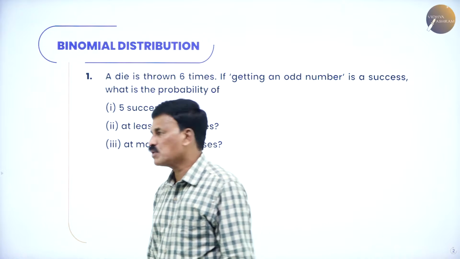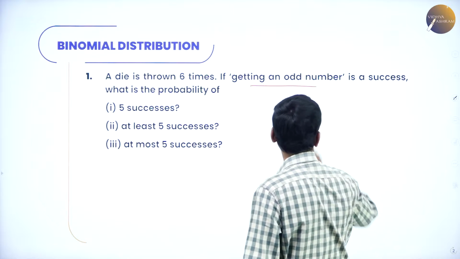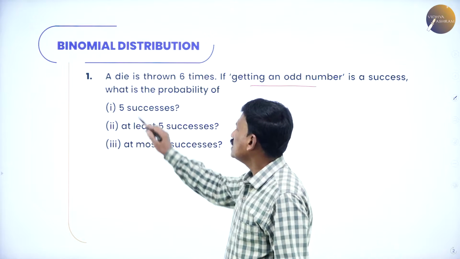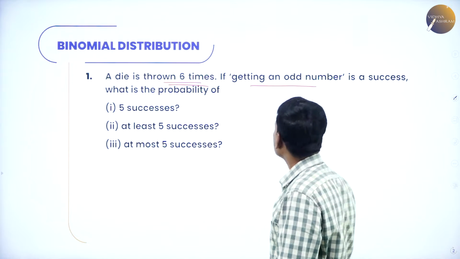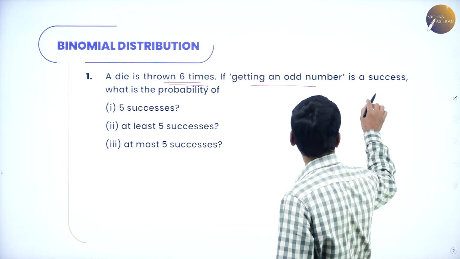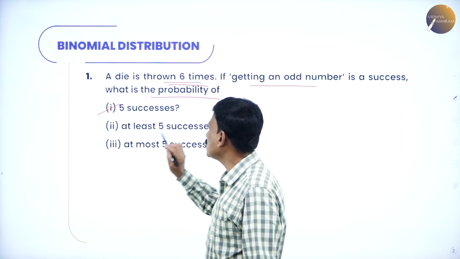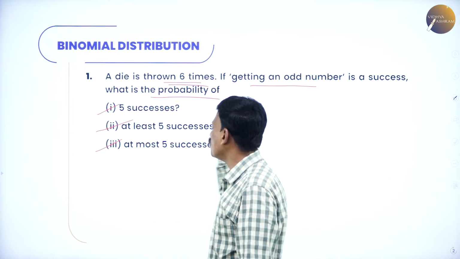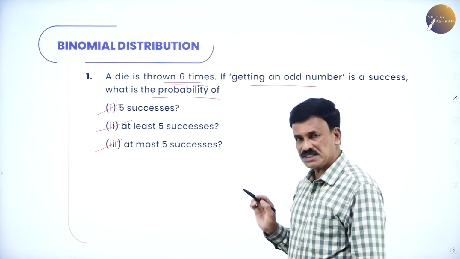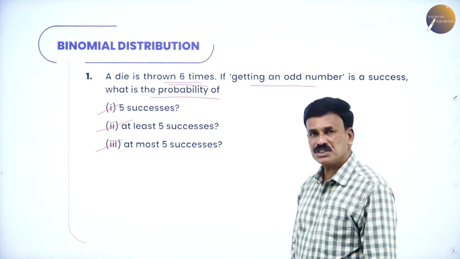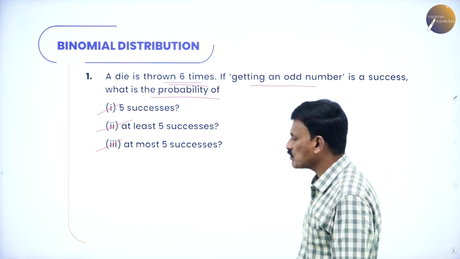Now let us come to the first problem. A die is thrown 6 times. If getting an odd number is a success, what is the probability of 5 successes, at least 5 successes and at most 5 successes? Here the first condition is 5 successes, the second condition is at least 5 successes and the third condition is at most 5 successes.